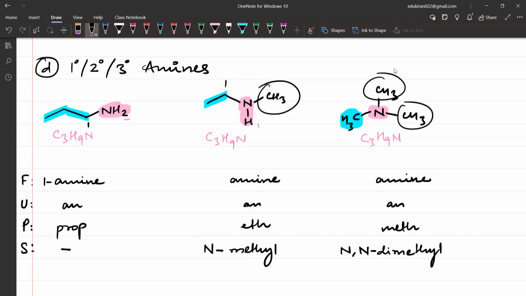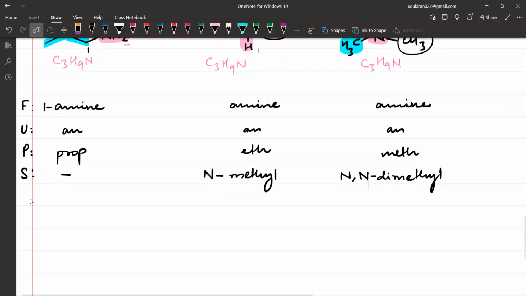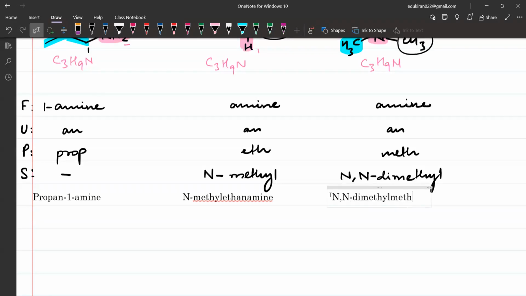ठीक है? Now, if I talk about the names here, तो नाम लिखने की जब बारी आएगी, तो this name here it would be simply propanamine, or propane 1-amine you can write. If I talk about this name, this is going to be N-methyl ethane amine. है ना? 1-amine हम नहीं लिख रहे, but I hope you can understand. It can be 1-amine also, या फिर सीधा आप इसको ऐसे लिख सकते हैं. This name will be N, N dimethyl methane amine.